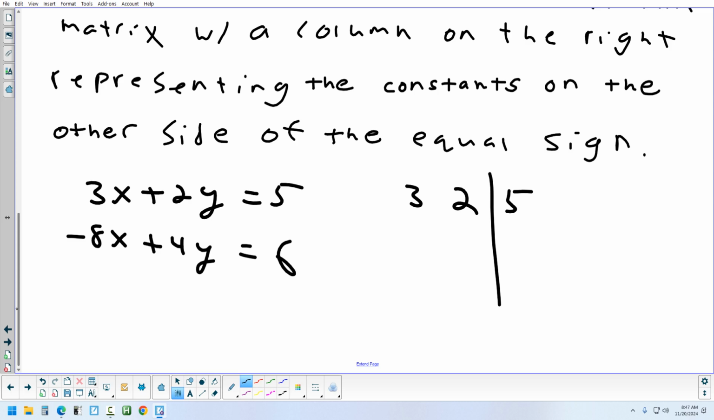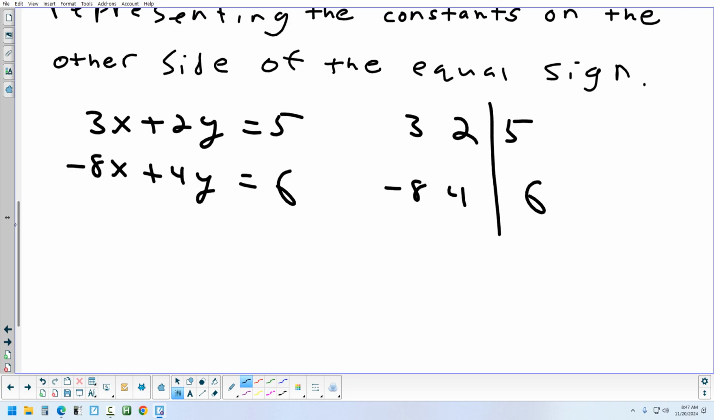Negative 8, 4, and 6. Perfect. Okay, let's try one more.